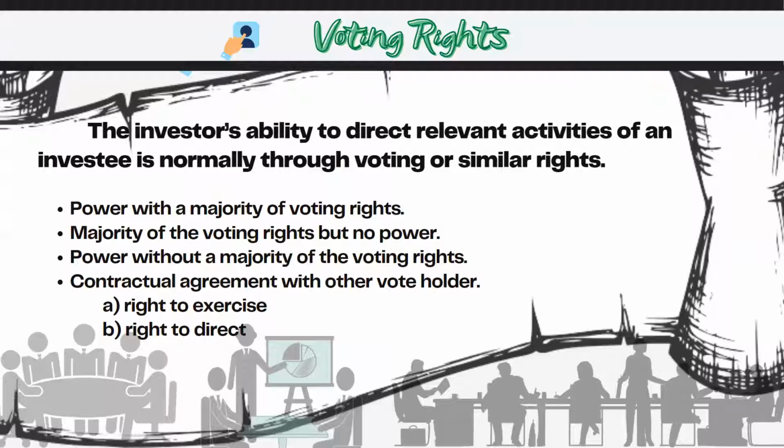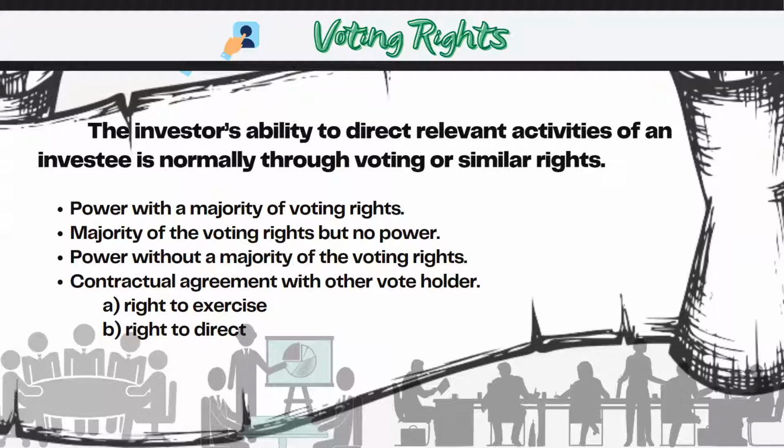Next, we have the majority of the voting rights but no power. An investor does not have power over an investee, even if he holds more than half of the voting rights, if the right to direct the investee's relevant activities is conferred to a third party who is not an agent of the investor. For example, the investee's relevant activities are subject to direction by a government or a court administrator, receiver, liquidator or regulator.